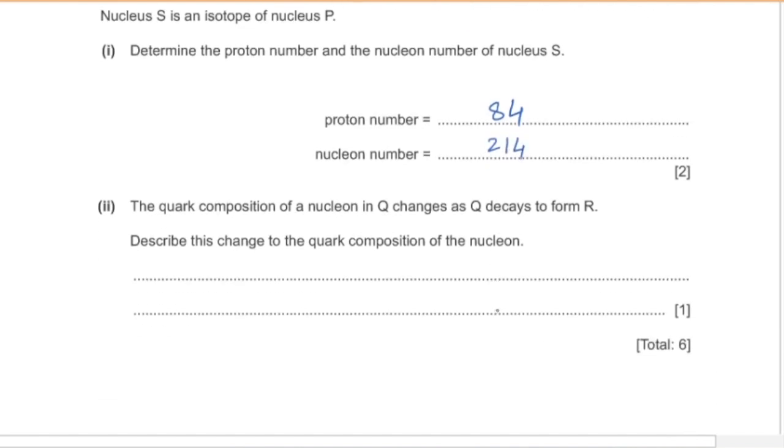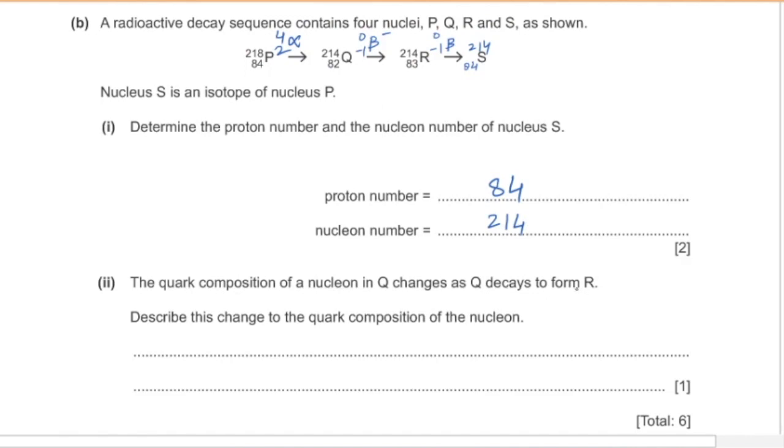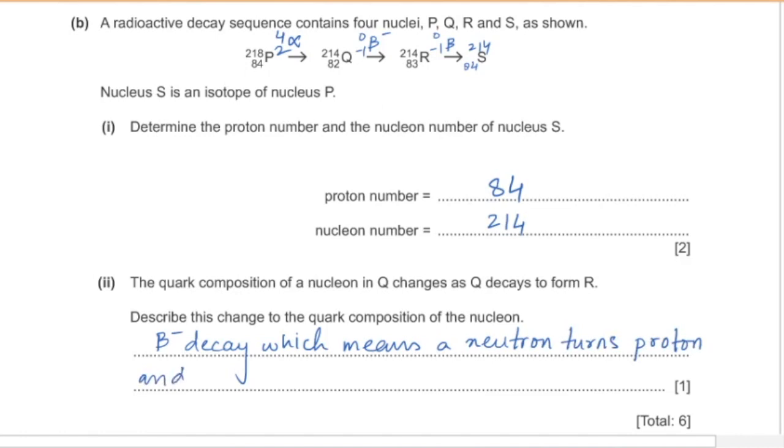Part 2, the quark composition of a nucleon in Q changes as Q decays to form R. Q to R is a release of beta minus particle. This means that a neutron will change to a proton and a down quark will change to an up quark. So beta minus decay means a neutron turns to a proton and a down quark changes to an up quark.